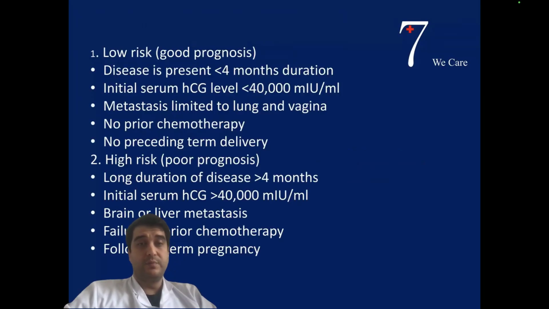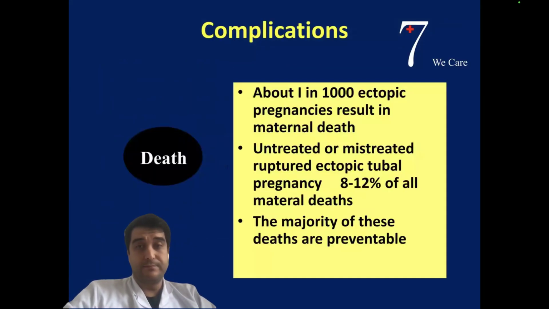Low risk, good prognosis: disease duration of less than 4 months, initial serum HCG level less than 40,000, metastasis limited to lung or vagina, no prior chemotherapy, and no preceding term delivery. High risk: long duration of disease, more than 4 months, initial serum HCG more than 40,000, brain or liver metastasis, failure of prior chemotherapy, and following term pregnancies.